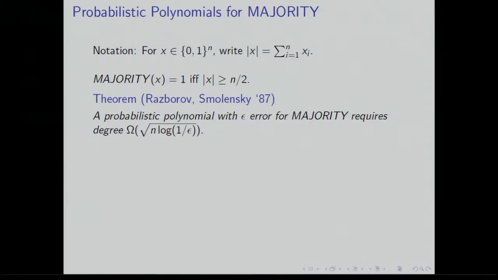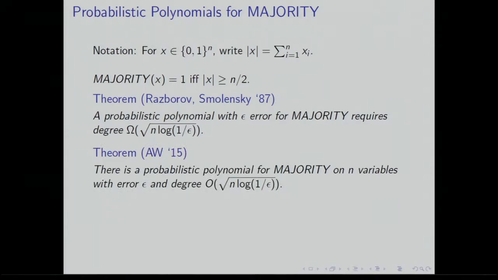This is kind of unfortunate, and I guess has prevented a lot of work with probabilistic polynomials for majority in the past a little bit. But we're going to continue anyway and actually show that there is a probabilistic polynomial for majority with this same degree, root n log 1 over epsilon. So this degree will turn out to be exactly what we want for our application. Any bigger would have been too big, I guess.